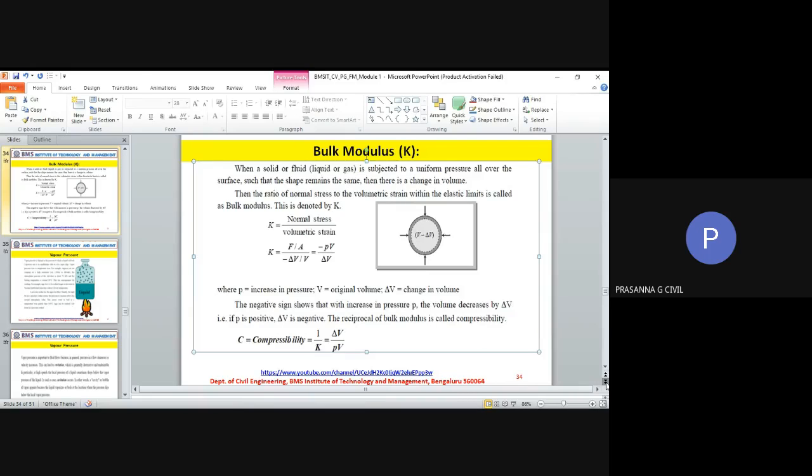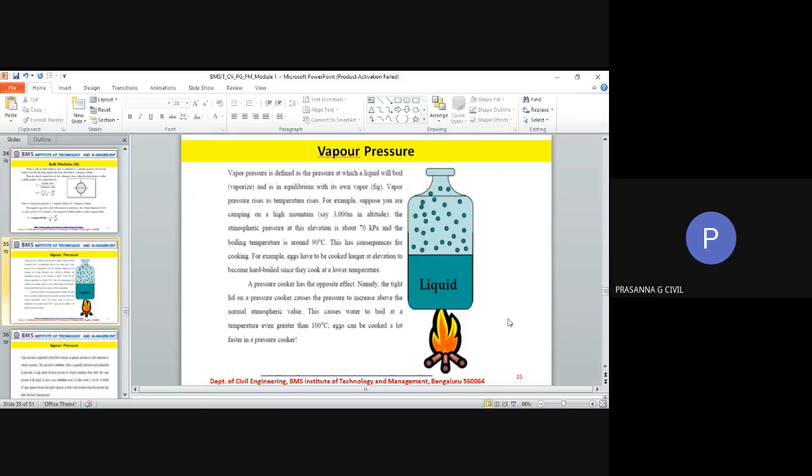property of fluids, which is called vapor pressure. Here I have written the definition. Vapor pressure is defined as the pressure at which a liquid will boil or vaporize. When there is a change of state from liquid to gaseous state, we call that vaporization. We know it. We boil water, we get vapors, and the formation of those vapors is from the liquid to the gaseous state, and we call it vaporization.